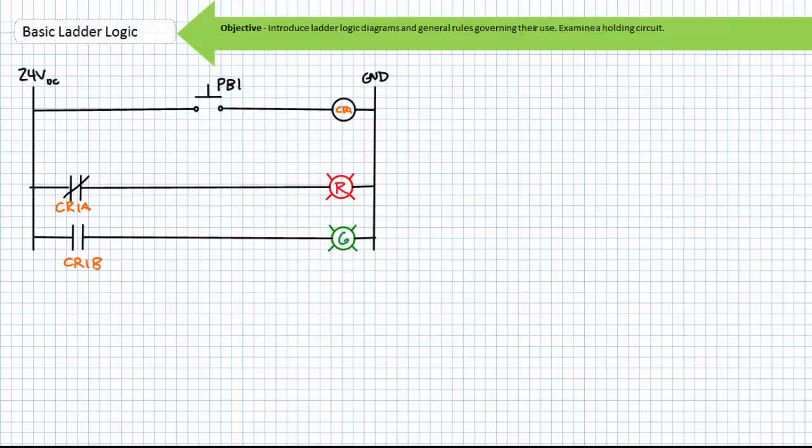The normally closed side of CR1A is closed. The normally open side of CR1B is open. The normally closed CR1A contact would energize the red pilot lamp. The normally open side of the CR1B contact would de-energize the green pilot lamp. The red light is on, the green light is off. This is the natural start state for this system.